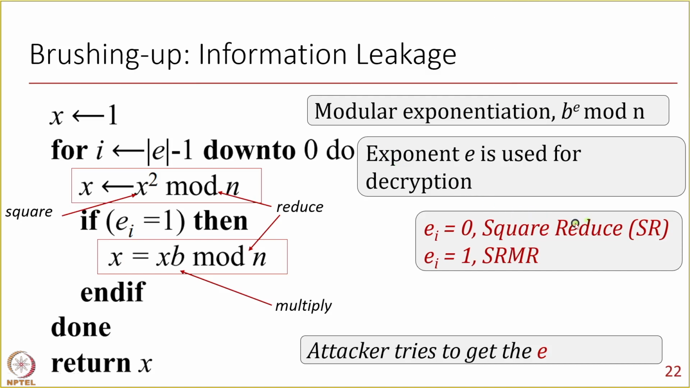The address for square, the address for reduce, the address for multiply. So as an attacker, you flush out all those addresses, which means you are making sure that those addresses are not there in the cache. Is that clear? Now the victim is running, or the crypto library is running, right?